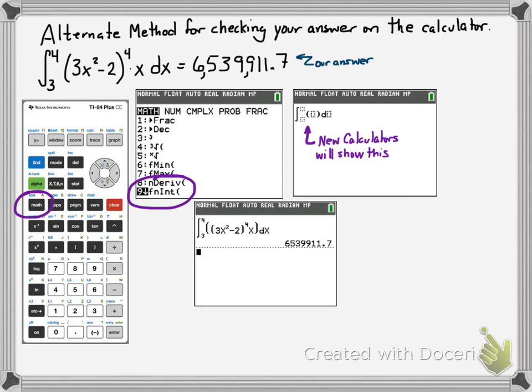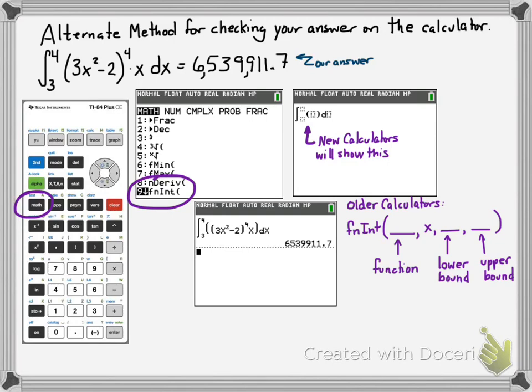Now, for me, on the emulator on my computer, which is where I'm getting these screenshots from, this is the newer version of the calculator. When I pick up my handheld TI-84 Plus Silver Edition, which is, I have no idea how many years old, I don't get that nice interface of the integral sign. So on my calculator, which is a bit older, I start out the same: I hit the Math button, I choose fnint, and then fnint will show up with an open parenthesis.